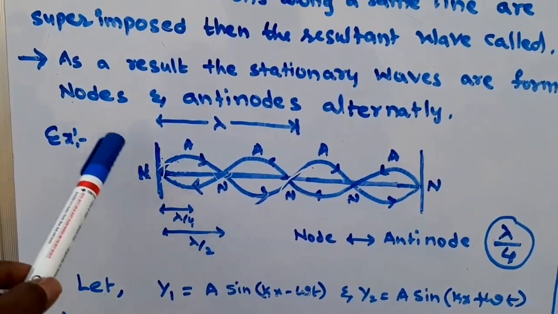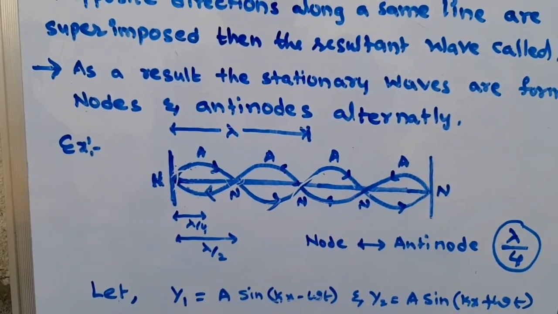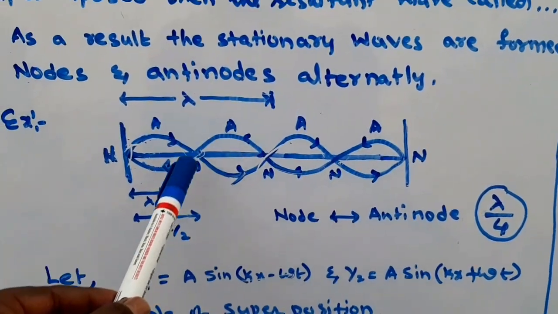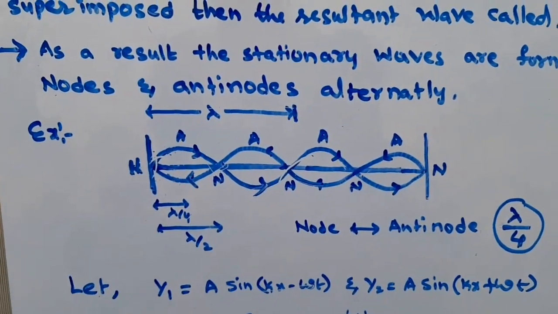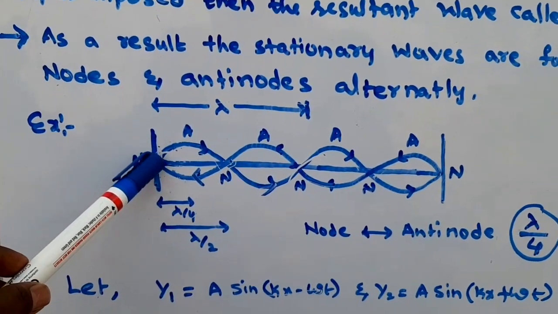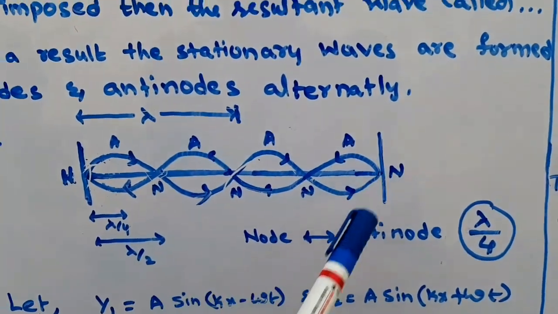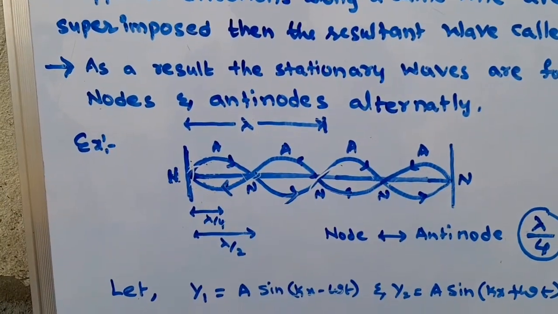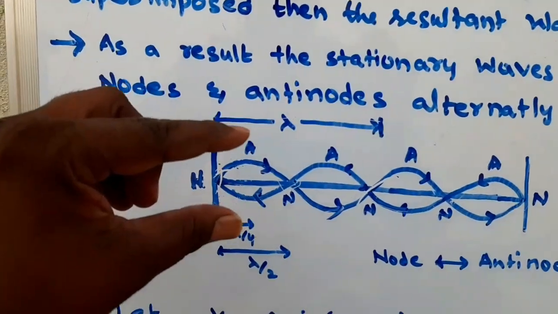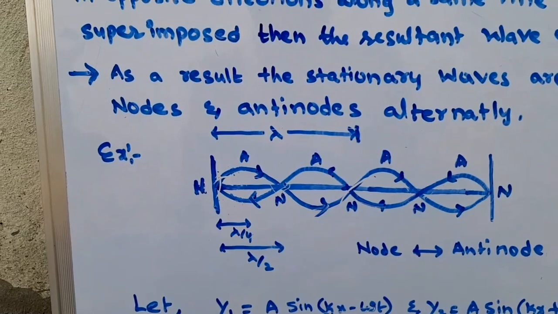This result gives the nodes and antinodes. What are nodes and what are antinodes? Nodes are the points in the resultant wave where the amplitude becomes 0. Wherever the amplitude becomes 0, that is named a node, and wherever the amplitude is maximum, that is named an antinode.